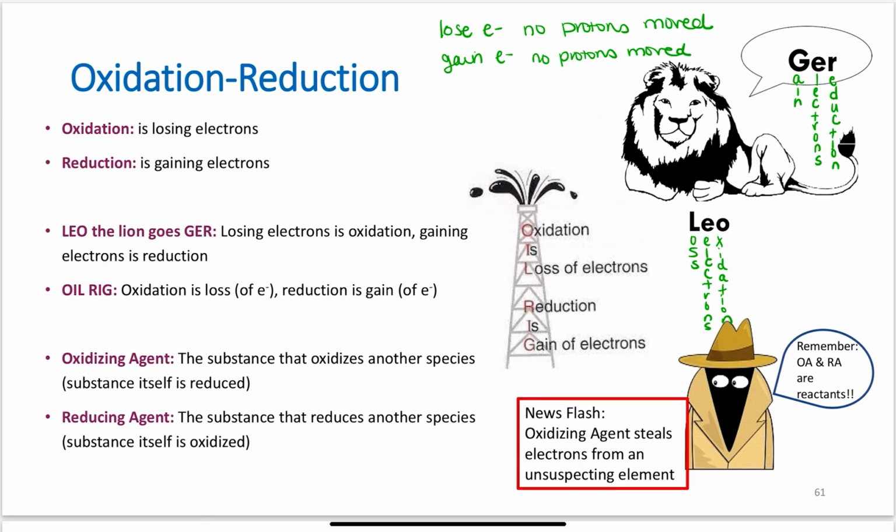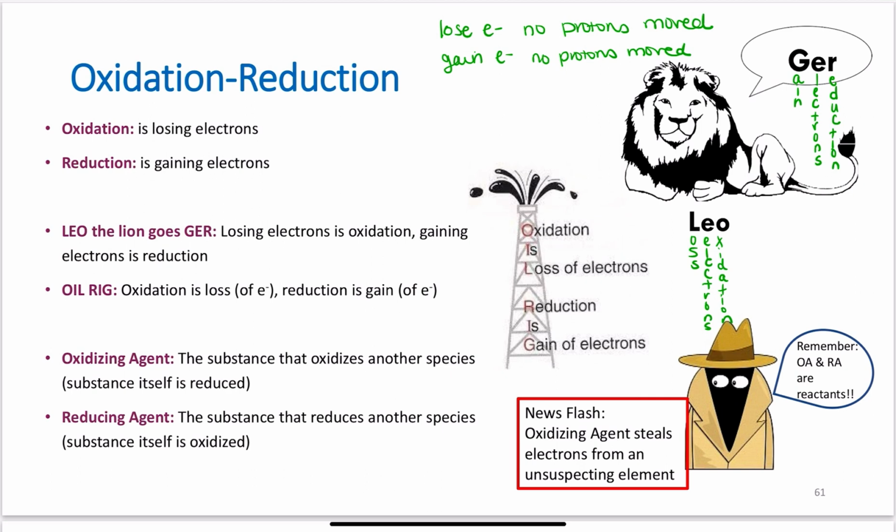An oxidizing agent is a substance that oxidizes another species. The substance itself is reduced. This throws students off. Think about a real estate agent. They are not selling real estate to themselves, they're selling it to you. So an oxidizing agent oxidizes something else. It does it by being reduced. It's able to oxidize a different species by accepting electrons and being reduced itself.